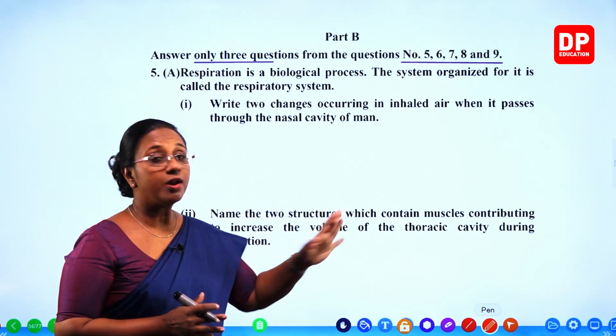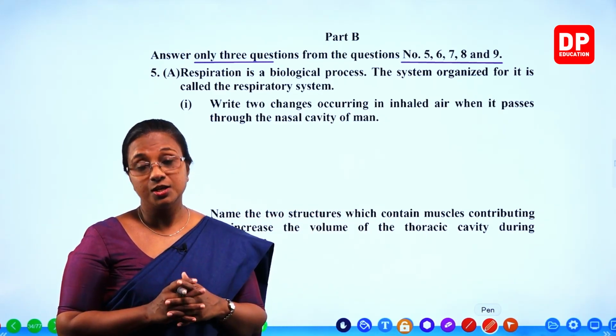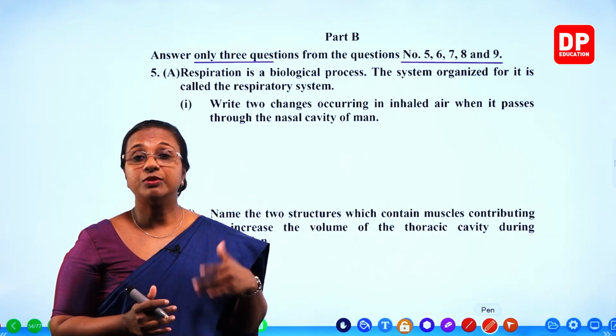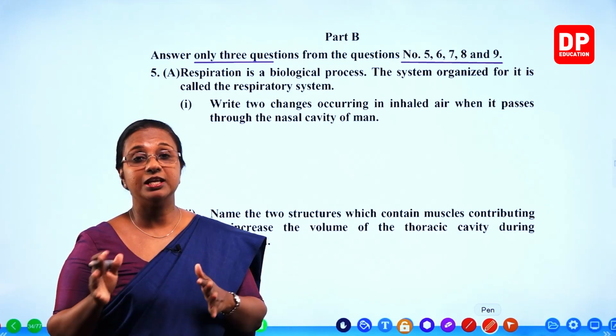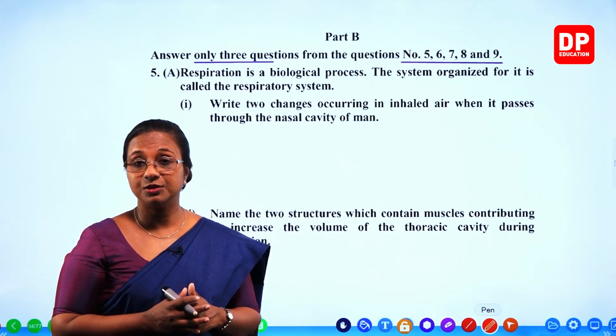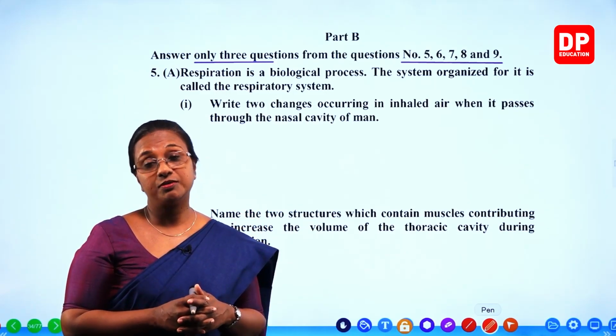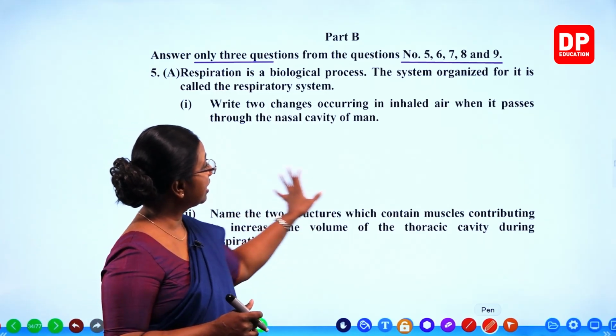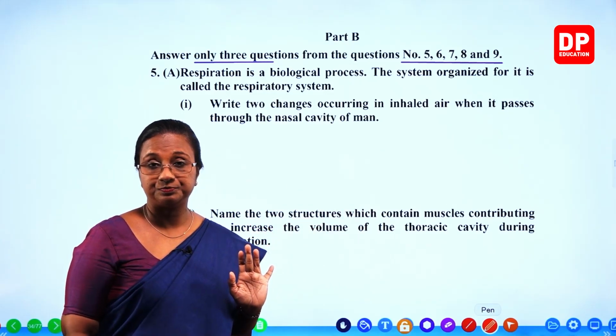You have to read through all the questions and select the most suitable ones for you, the ones you can answer well, and then accordingly prioritize them and answer the questions in the booklet provided to you. So, here of course, I will be writing the answers here.